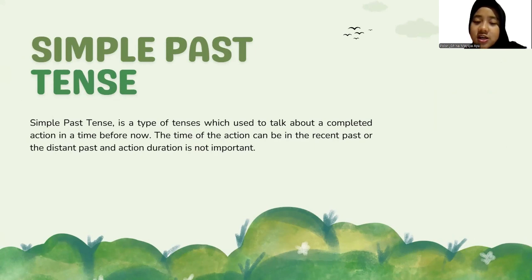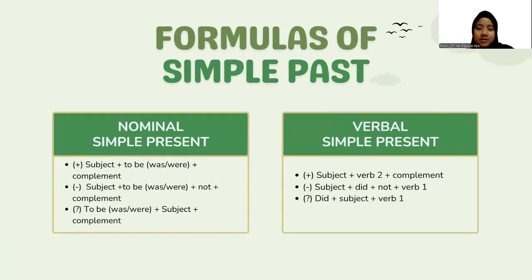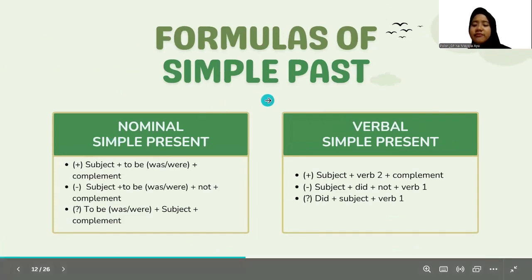So by the definition here, simple past tense is a type of tense used to talk about a complete action in a time before now. So it already happened in the past. The time of the action can be in the recent past or the distant past, and the action duration is not that important. Okay. We also have the formulas of simple past here, the nominal and the verbal.